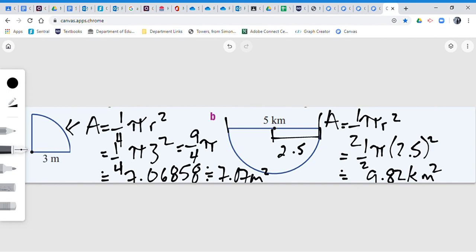I hope that's clear and pretty straightforward. When you come back from break, we'll talk about the area of sectors.